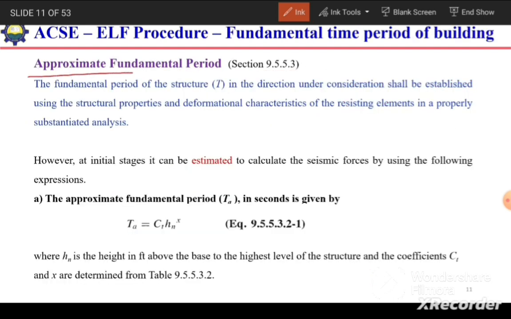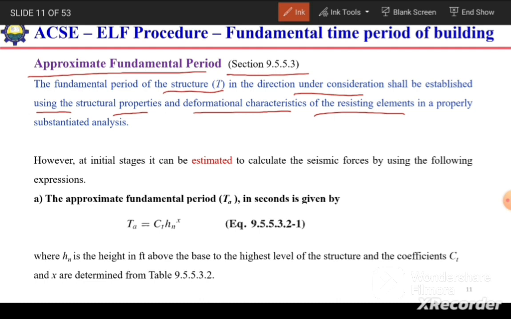Now the approximate fundamental period Ta can be calculated based on ASCE section 9.5.5.3. The fundamental period of the structure T in the direction under consideration shall be established using the structural properties and deformation characteristics of the resisting elements in a properly substantiated analysis. So based on the properties of the structure, based on the lateral force resisting system and its properties, we need to calculate the actual time period of the building by computer analysis or by using finite element analysis.